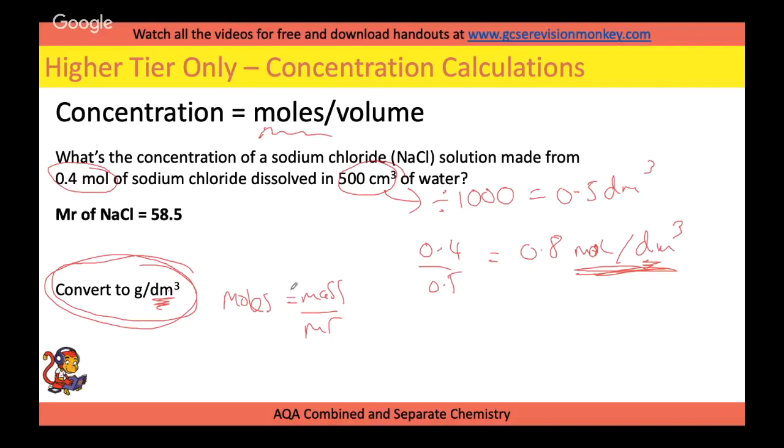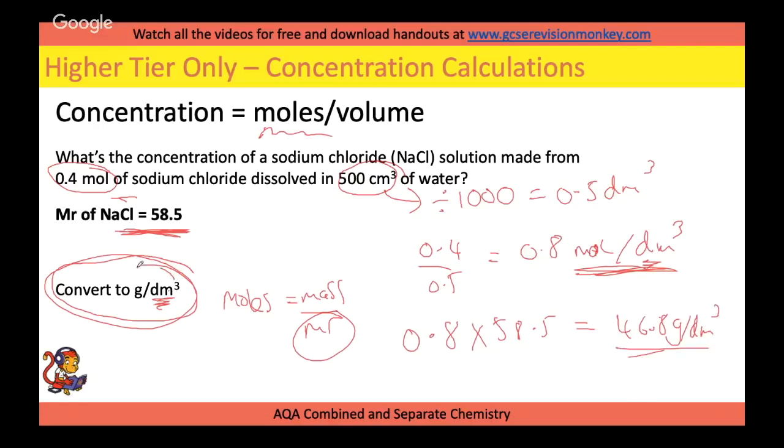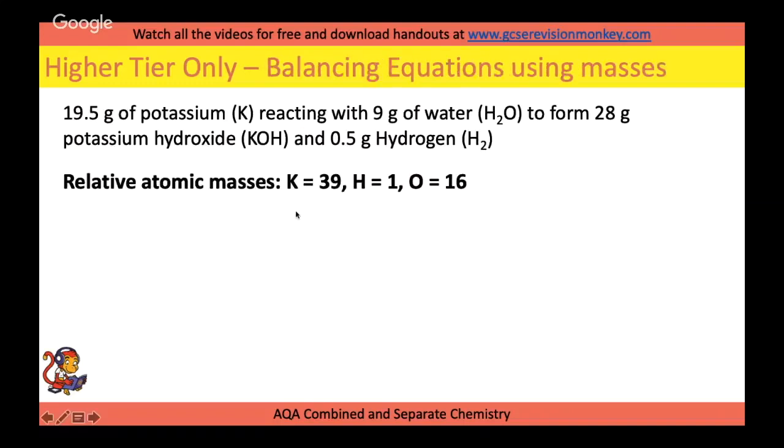Okay, rearrange that: mass equals moles times Mr. So we'd have 0.8 from before multiplied by the relative formula mass of sodium chloride, which they've given you here, to give you 46.8 grams per decimetre cubed. This is a case where they've asked you, look at the units carefully, for grams per decimetre cubed and not moles per decimetre cubed. Could be 4 marks or so for that question.